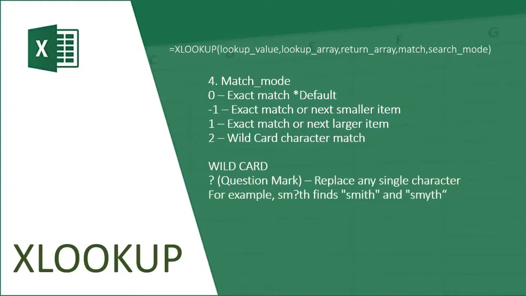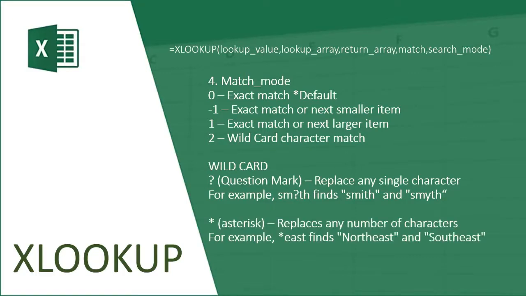With the wildcard, you can replace any single character with a question mark. So for example, if you're looking to search up all the name Smith and had different ways of spelling it and you weren't sure which way it was, you can put a question mark in for the third character and it'll pull up Smith spelled with an I and a Y.